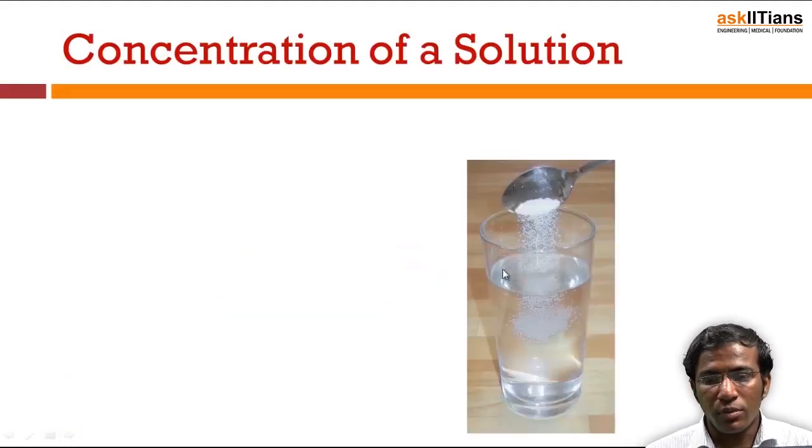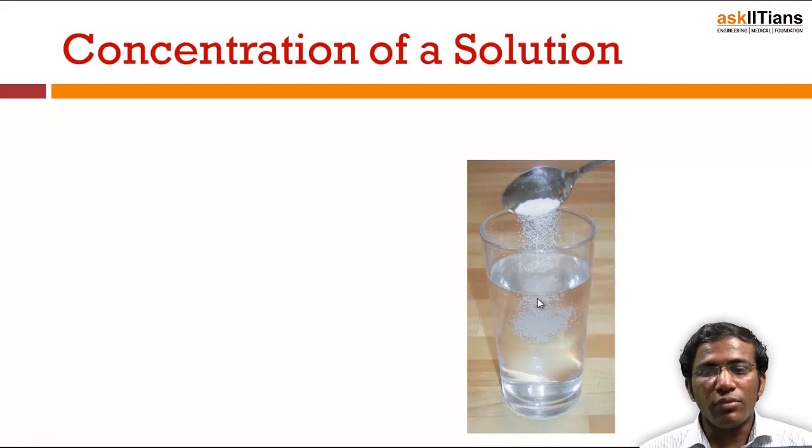Concentration of a solution. Okay, so in this picture you will see I have taken water, that is solvent, and this is salt that is added to this water, and after addition, if you mix, you will get a homogeneous solution. So homogeneous mixture you will get. So this homogeneous mixture is actually a solution. Okay, a solution is a homogeneous mixture of 2 or more than 2 components.